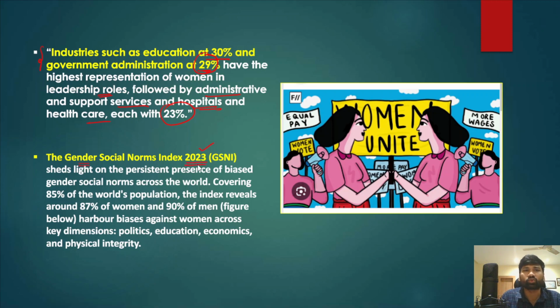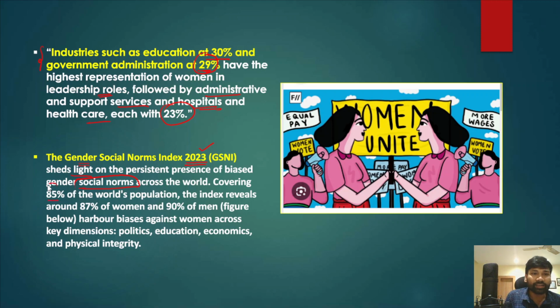However, there is another index, that is the Gender Social Norms Index 2023. This particular Gender Social Norms Index 2023 actually sheds light on the persistent presence of biased gender social norms. Okay, so it actually provides us with information on the existing gender norms across the world, right?